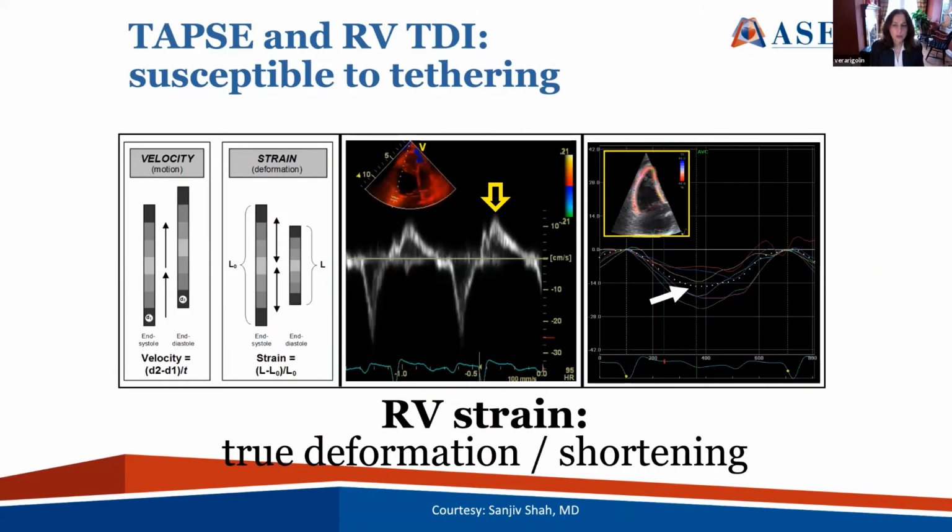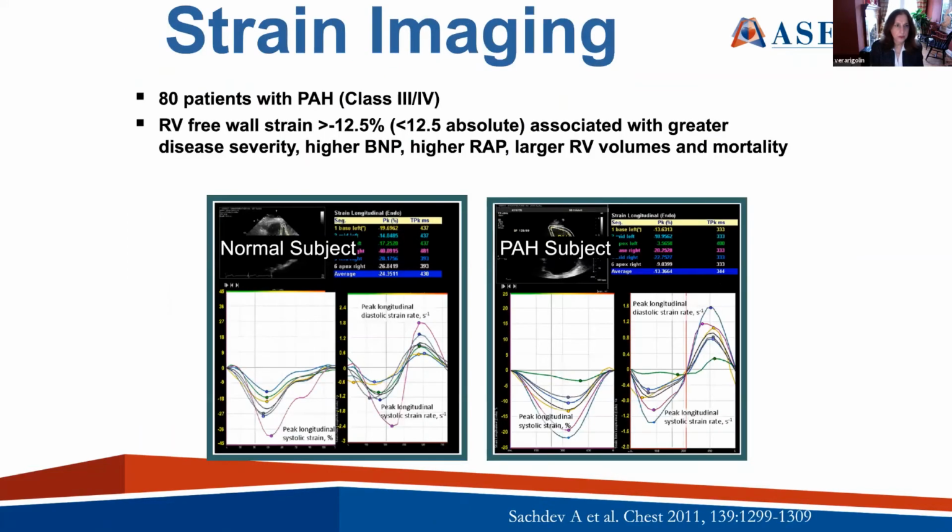Again, just to point out that TAPSE and tissue Doppler can be susceptible to tethering and may not give a true reflection of the deformation or shortening of the right ventricle, and that's where strain may become more useful. Strain has been looked at in various different disease states and found to be quite useful.